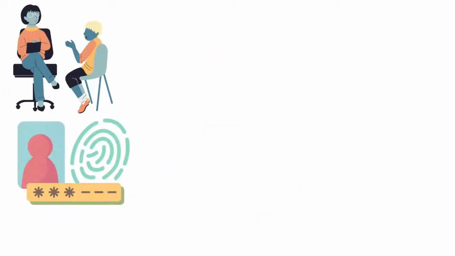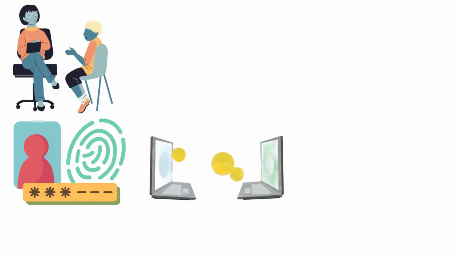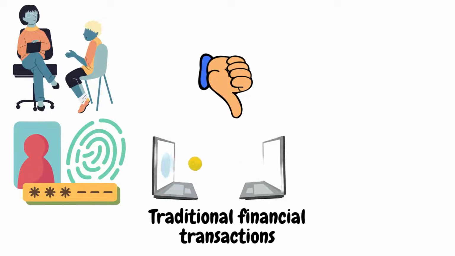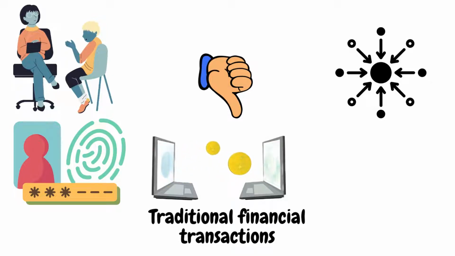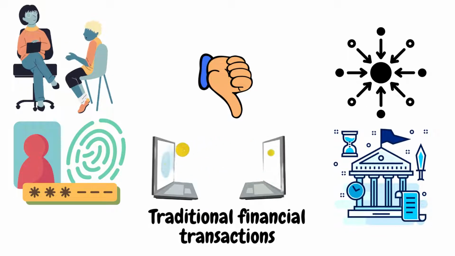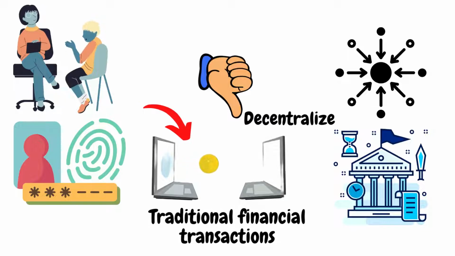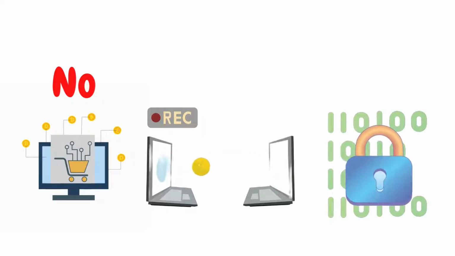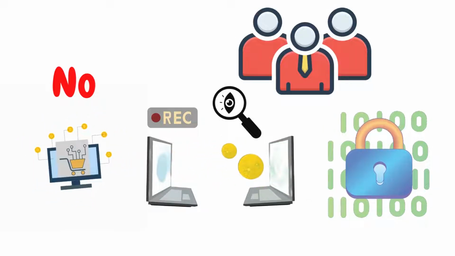First, let's talk about why privacy is so important when it comes to cryptocurrency transactions. Unlike traditional financial transactions, which are typically conducted through centralized institutions like banks, cryptocurrency transactions are typically decentralized. This means that there's no central authority that controls the flow of funds, and transactions are recorded on a public ledger. While this can be a huge benefit when it comes to security, it also means that anyone can see your transactions.